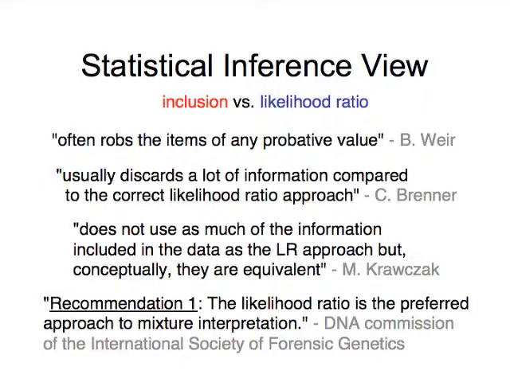He said, inclusion, throwing out the victim and the peak height information, does not use as much of the information that's in the data as the likelihood ratio approach. But conceptually, they're equivalent. That's the more diplomatic language that people use now. Conceptually, they're all the same, but somehow the information is discarded. And the recommendation was that unlike the inclusion statistic of 13,000, the likelihood ratio is preferred, and half the people on this paper are from the U.S.